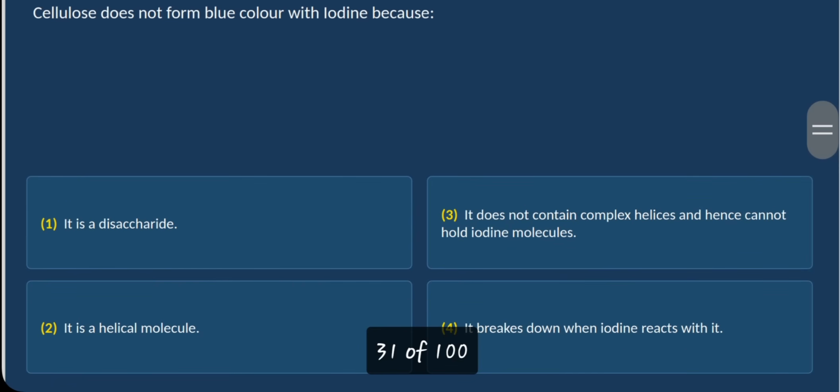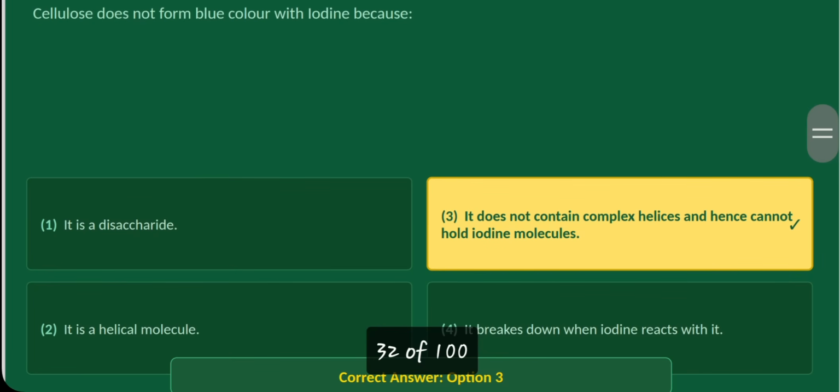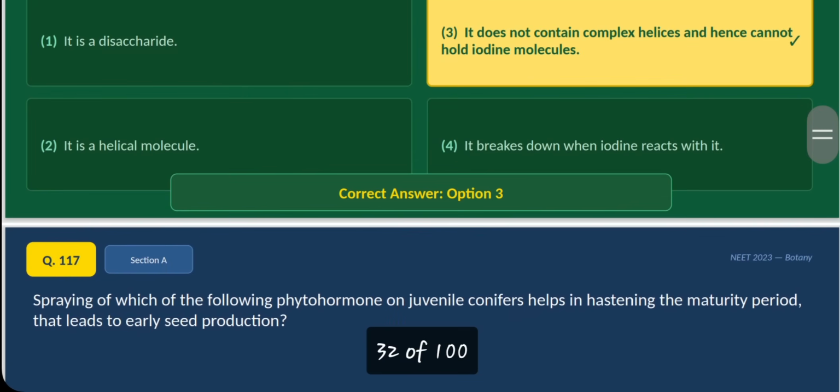Cellulose does not form blue color with iodine because it does not have that helical structure. Cellulose is also made up of glucose, but structurally they are different. It is a linear molecule, it does not contain complex helices and hence cannot hold iodine molecules. The third one is the correct answer. It does not contain complex helices and hence cannot hold iodine molecules.